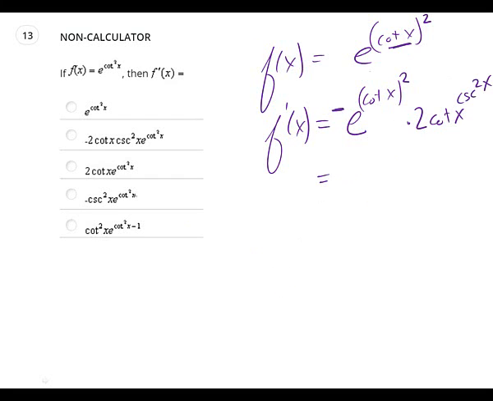All right, is it the second one? Is that it? Looks like it, just in a different order, right? It's all kinds of craziness going on with those answers. All right, we good with 13?